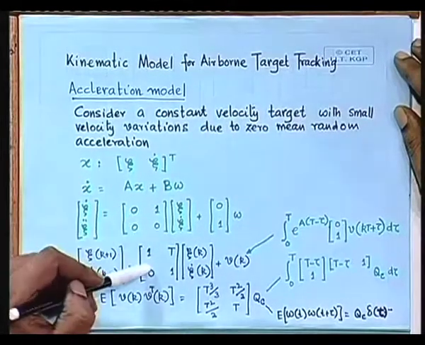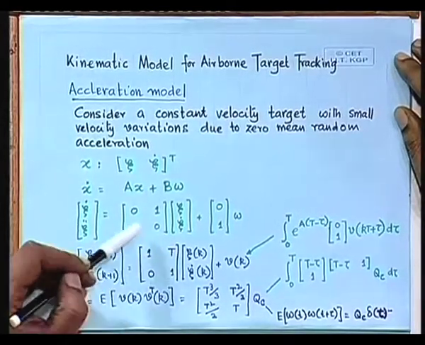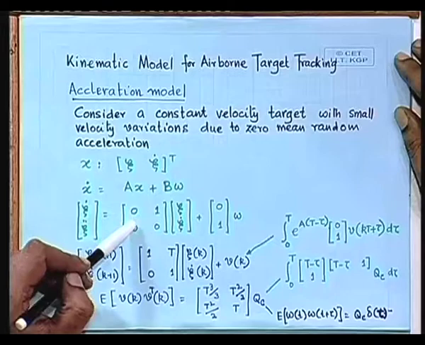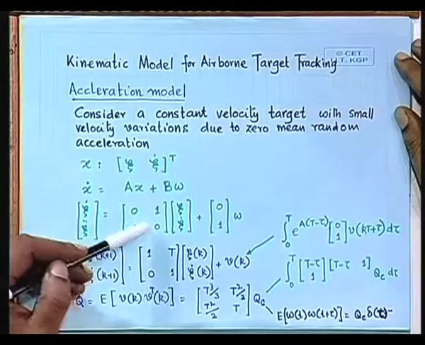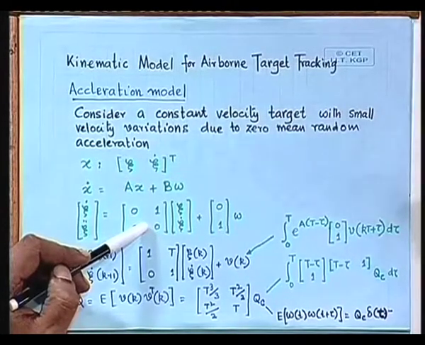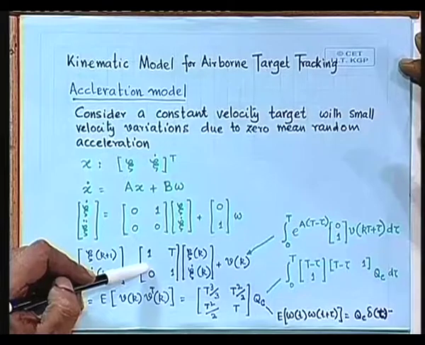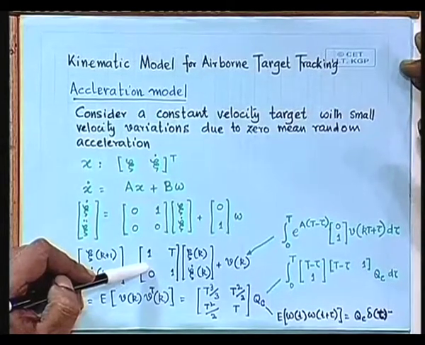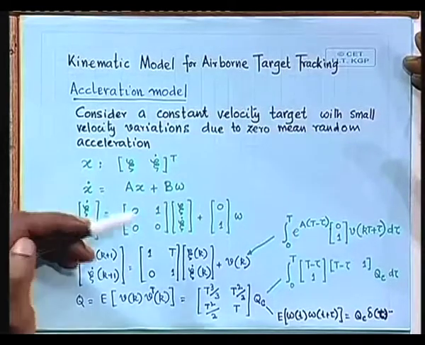We can always discretize this. If you discretize, this matrix is nothing but e to the power AT, where A is this. It turns out that for this matrix, A squared is 0. From A squared onwards, A squared, A cubed, all higher terms are 0. So in this case, e to the power AT is nothing but I plus A times T. So you get this.